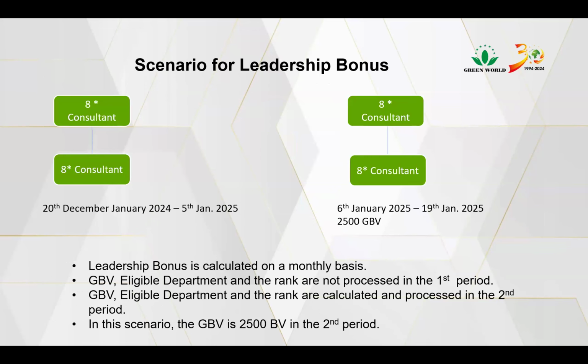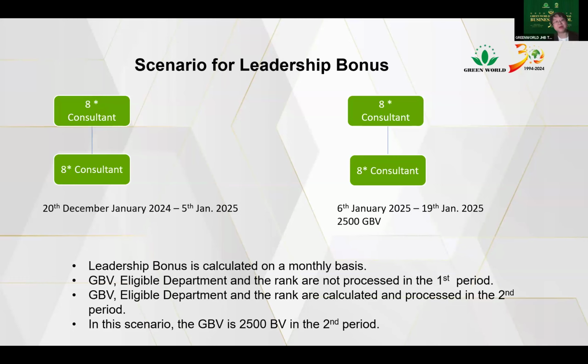Now, we also have questions about the leadership bonus. Here is a scenario for the leadership bonus. For example, you are an 8-star consultant, and there is also a same status distributor who is also an 8-star consultant. Then the question goes like this. Actually, the question comes from the Kenyan distributors. They asked me this scenario.